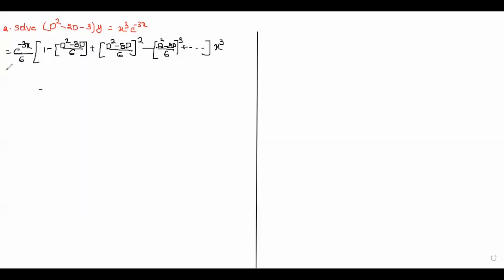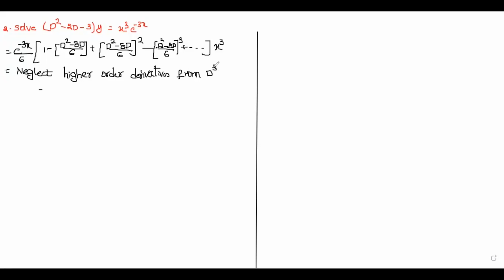So this is equal to e power minus 3x by 6 into 1 minus D square minus 8D by 6 plus D square minus 8D by 6 whole square minus D square minus 8D by 6 whole cube plus and so on, x cube. So since the power of x is 3 here, you have to neglect higher order derivatives from D cube in the expansion.